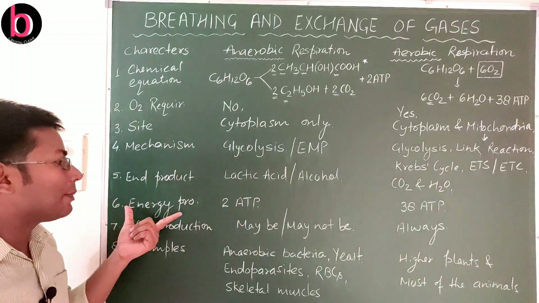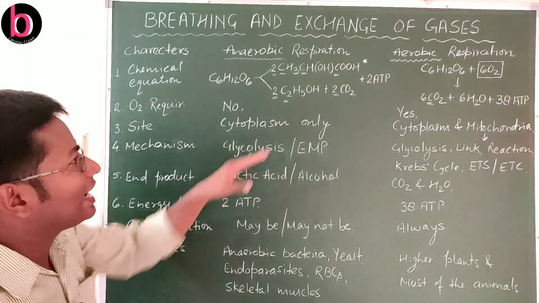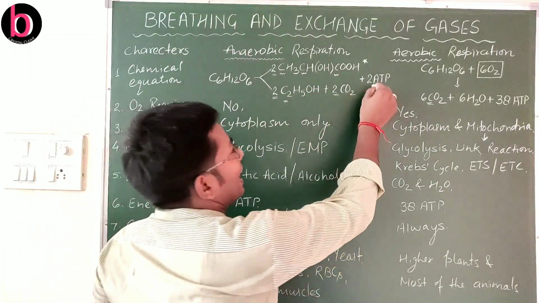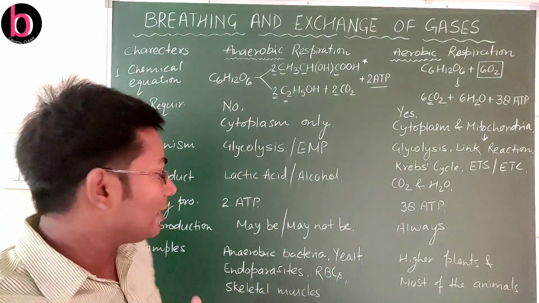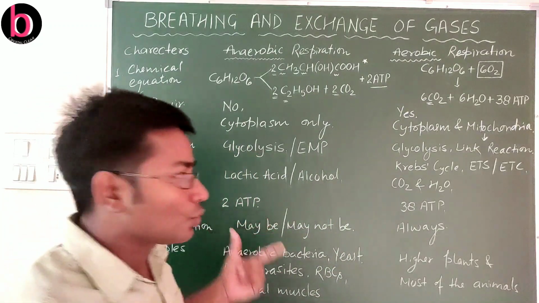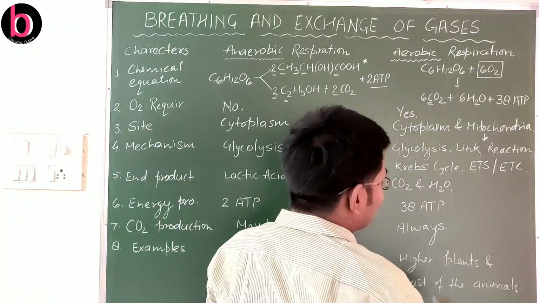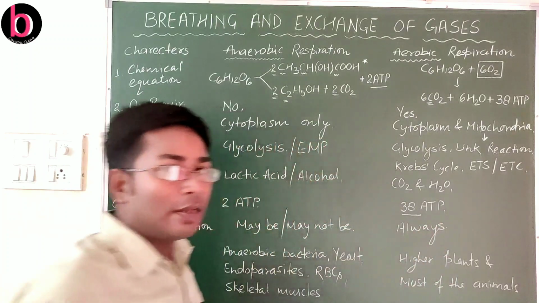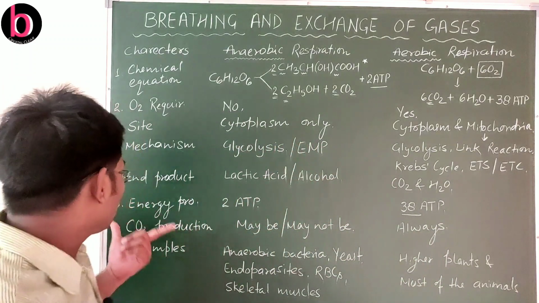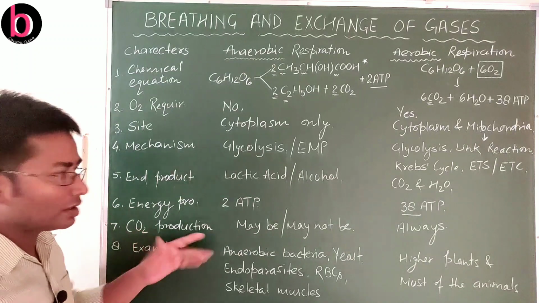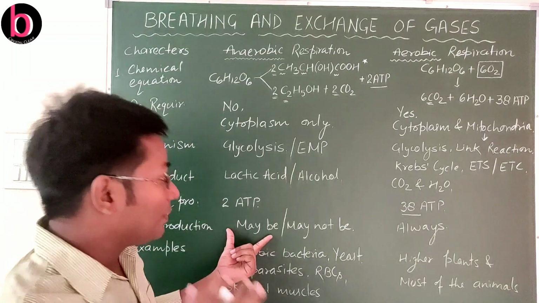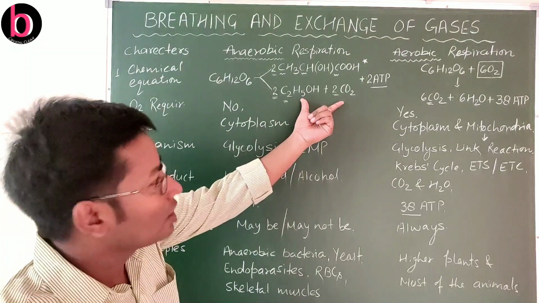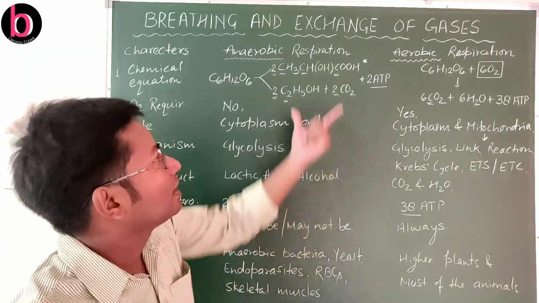Now next is about the energy production. As we discussed earlier, during anaerobic respiration only 2 ATP energy is getting stored, while during aerobic respiration 38 ATP energy is stored. Next is about carbon dioxide production. So here CO2 production may be as in case of this, or CO2 production may not be as in case of this.